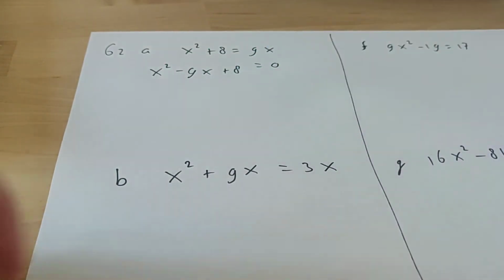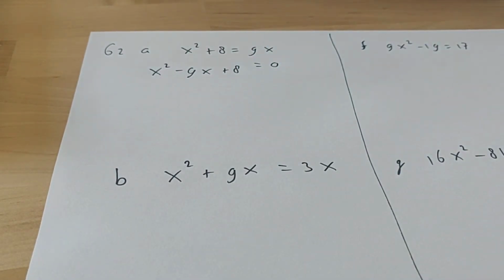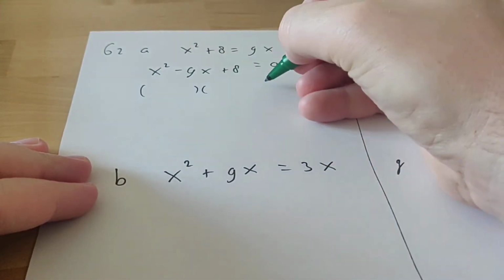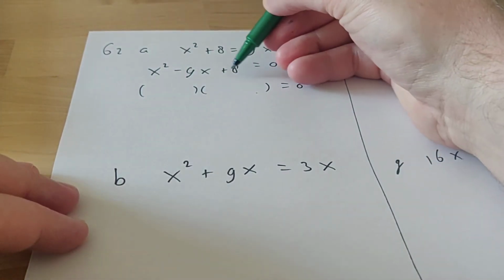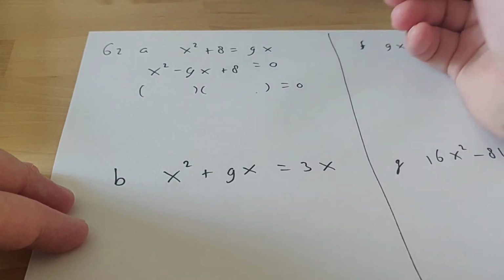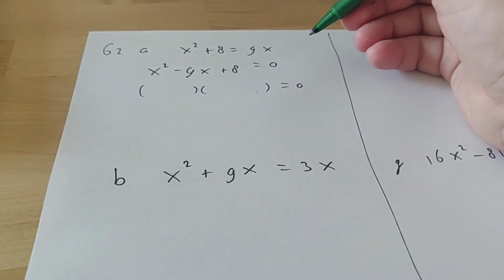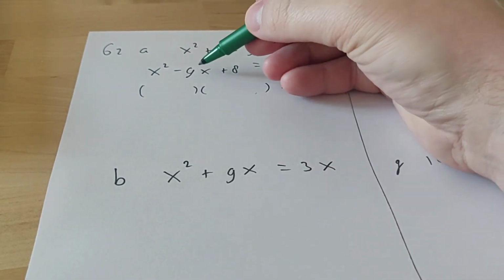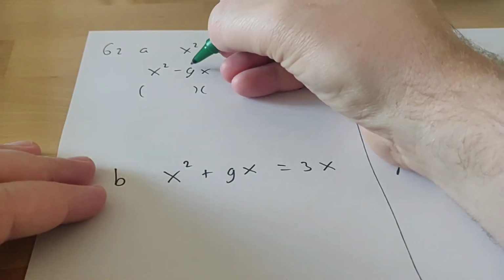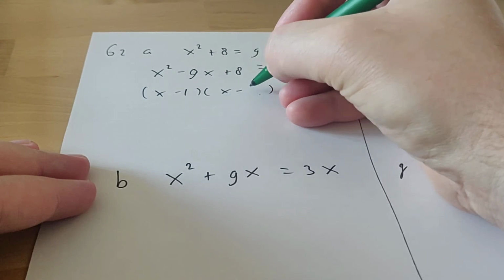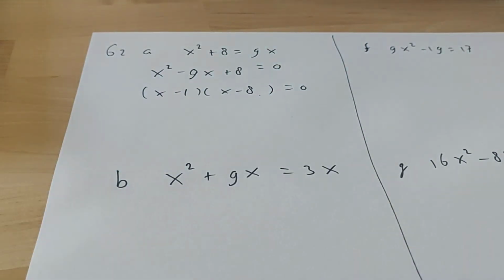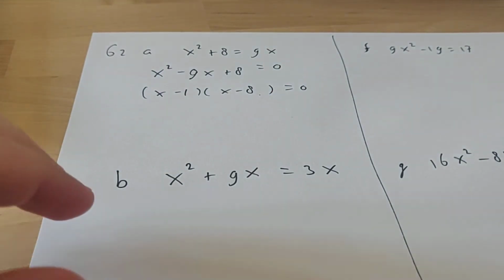But if you write it down in this order, it's very easy to see how to do the product sum method. Because with the product sum method, you're looking for two numbers. If you multiply them, you always get the number without an x. So I'm looking for two numbers. If you multiply them, we get 8. And when we add them, we get minus 9. So we do x minus 1 and x minus 8. Because when you add them, you get minus 9. And when you multiply them, you get 8.